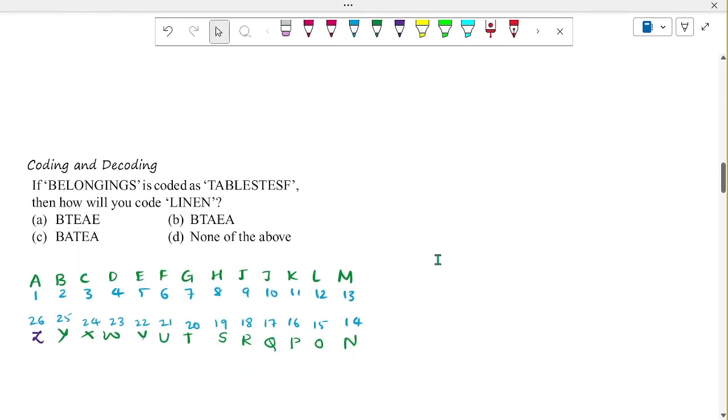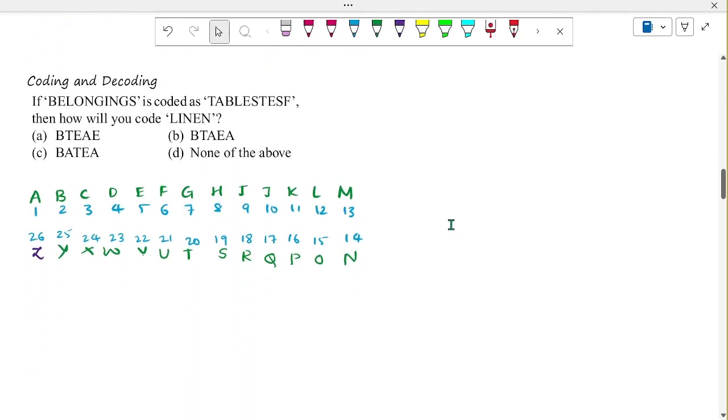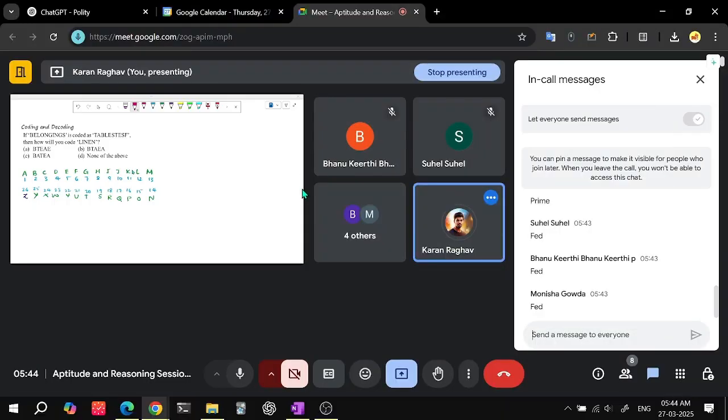You can see, just try to solve this question, and I'll explain the different kind of questions that can be asked in coding and decoding. Just try to see this part and try to tell me the answer. Most of the time these questions are intuitive, meaning whatever you feel will be correct, but you should have a very good approach when you are solving it.